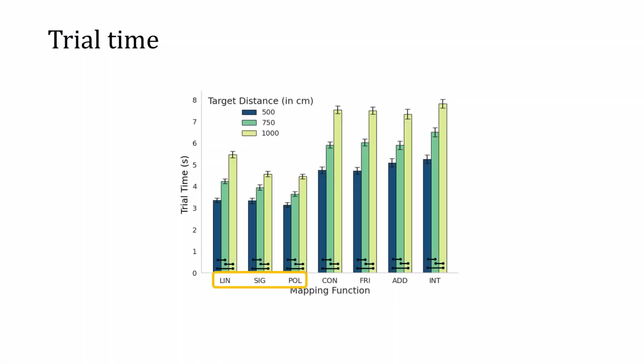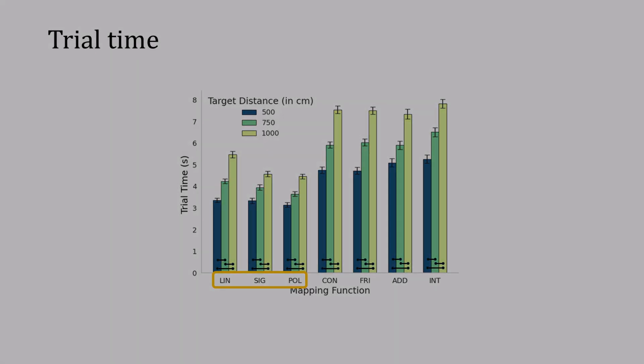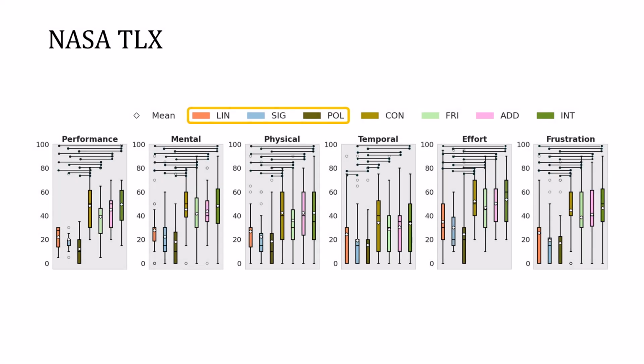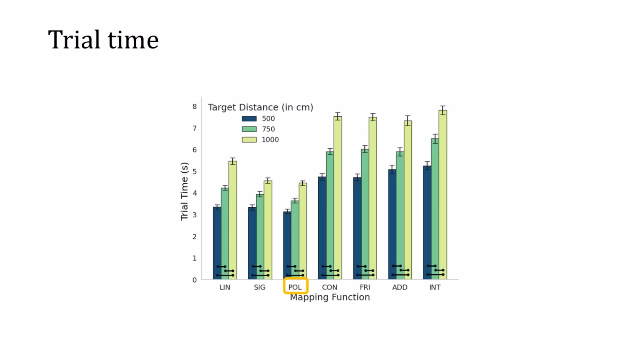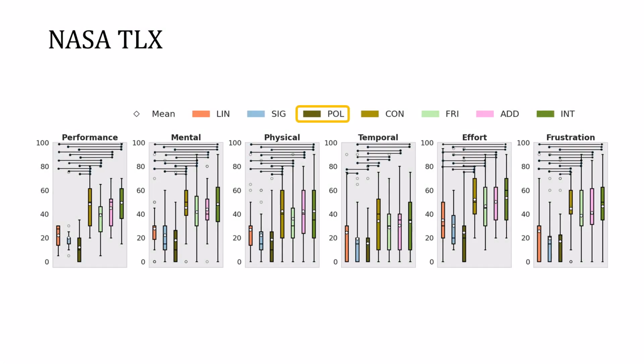Our findings indicate that the rate control functions are significantly faster and more preferred by the participants than the zone control functions. The polynomial rate control function achieved the fastest trial times and received the highest objective feedback ratings and was the most preferred by users.